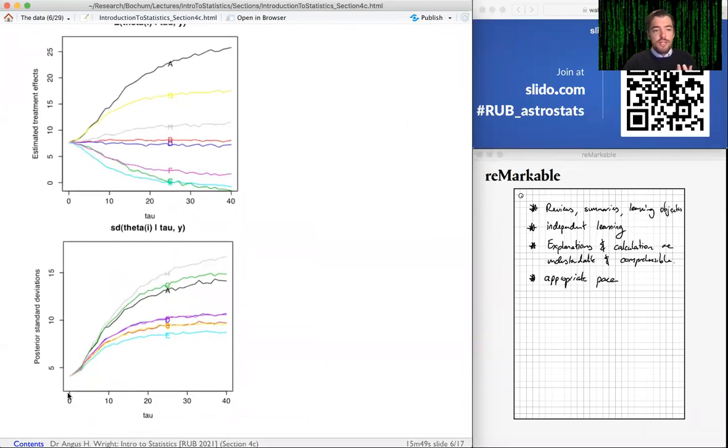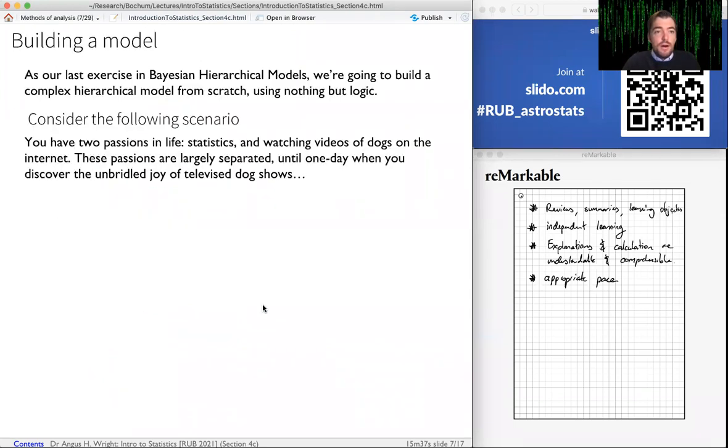This is just showing that the standard deviations also vary in the same sort of way. They converge on the pooled and the separate estimates in the limit of high tau. They converge on the pooled estimate in the limit of low tau. Okay, that might not have been super easy to follow.